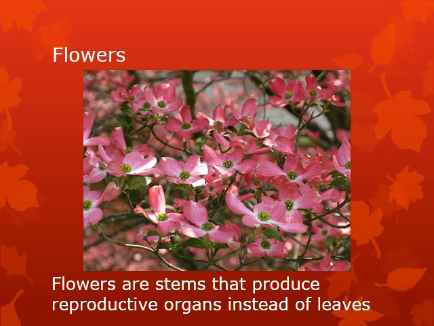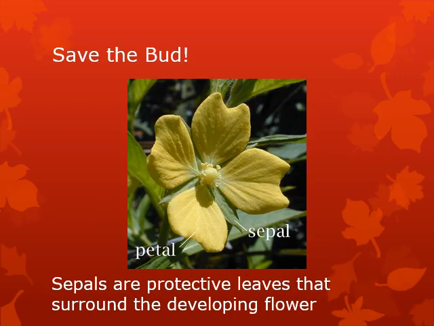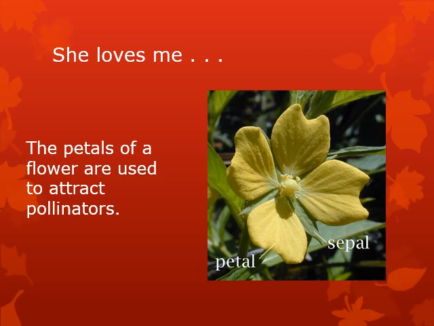Flowers are stems that produce reproductive organs instead of leaves. So not vegetative growth, reproductive growth. The flower structure itself is usually surrounded first by what's called a sepal. These are protective leaves. They're going to open up to reveal the flower. The petals are there, like we mentioned, to attract pollinators. They provide a big bullseye for a pollinator to land on.